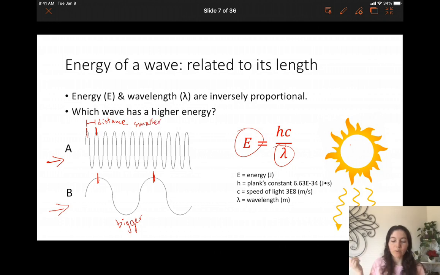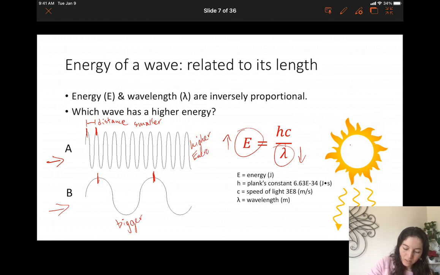So if we want to know which one has higher energy, the higher energy is going to relate to our wavelength. If we have a smaller wavelength, we have a higher energy. So that means that this one is higher energy, and this one is lower energy.